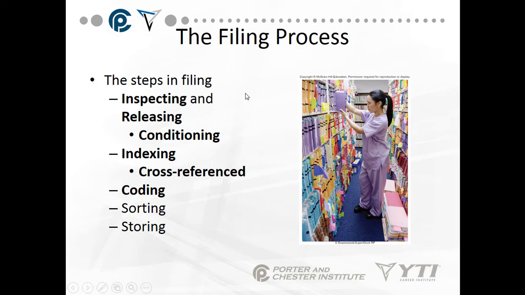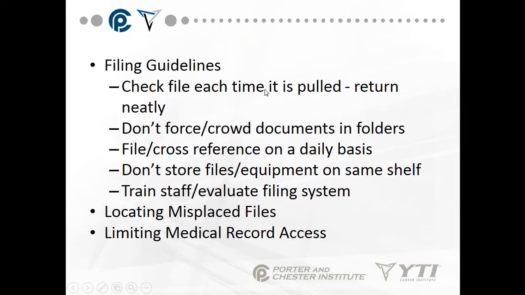Now, the filing process goes something like this. You inspect and release the information. So you find your file and you take it out. This is conditioning. Indexing is cross-referencing. Can we look in more than one place for this file? Then we look at coding, sorting, and storage. How is the system set up? You actually have to work with a system to understand these.